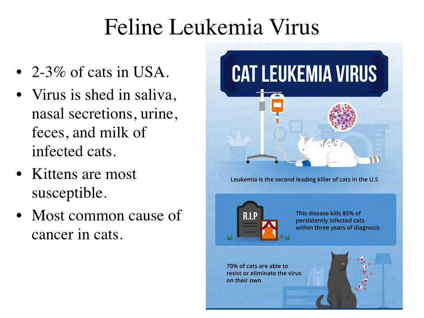Feline leukemia virus is one of the most common infectious diseases in cats, affecting between 2 and 3% of all cats in the United States. Cats persistently infected with feline leukemia virus serve as sources of infection for other cats. The virus is shed in saliva, nasal secretions, urine, feces, and milk of infected cats.